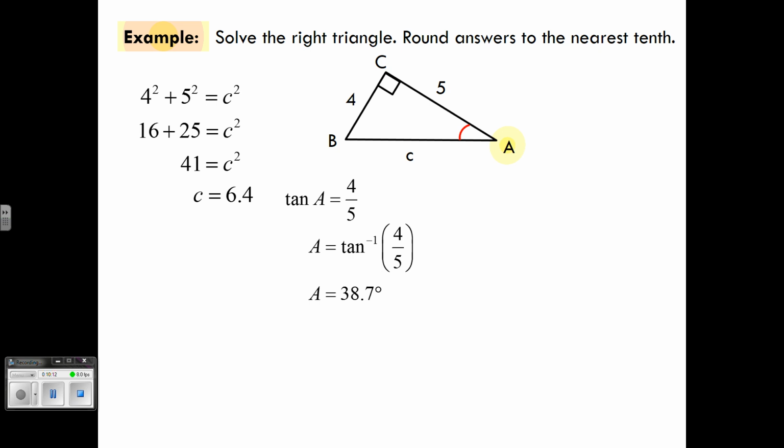Okay, so there's a couple ways to figure that out. You could have done a tangent of B to equal 5 over 4 and then done the tangent inverse of that. Or if you're clever and you realize in a right triangle these two acute angles are complementary, you just have to do 90 minus 38.7 and you get 51.3 degrees.